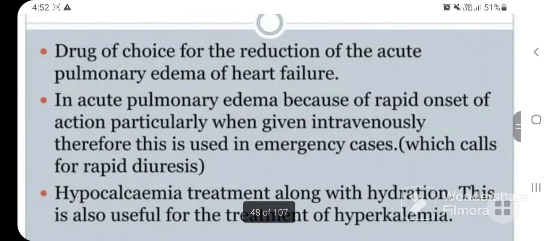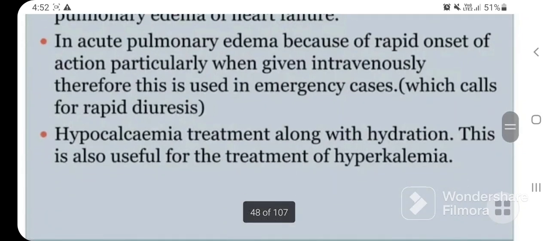Then the next point is hypocalcemia treatment. Along with hydration, it is also used for the treatment of hyperkalemia. If excess potassium is present, to remove that potassium, what are we giving? We are giving furosemide intravenously. But remember one point, there is one very dangerous contraindication.